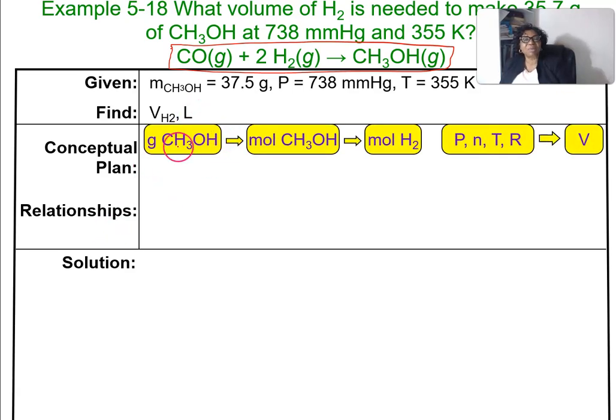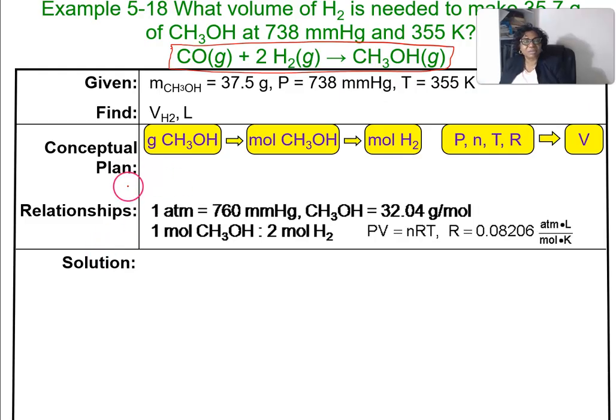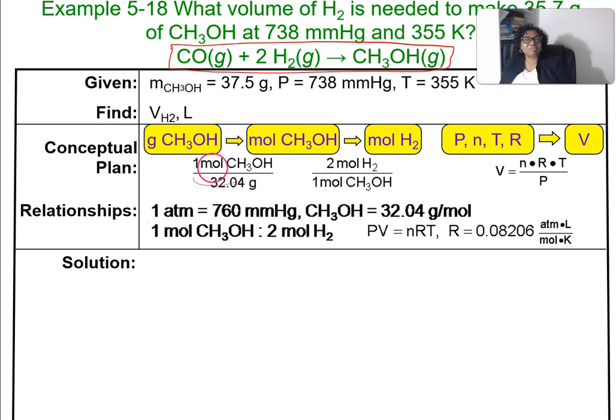So we are going to move from mass of methanol to moles of methanol to moles of hydrogen, then use the ideal gas equation to get the volume. So these are our equations to use to derive our conversion factors. So these are our conversion factors. This is the molar mass. This is the mole ratio from the balanced equation. This is our ideal gas equation.